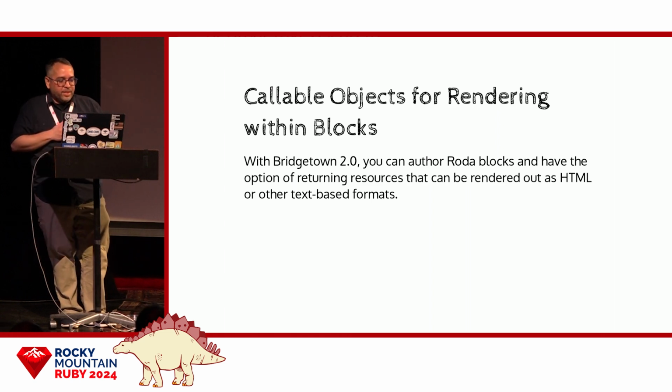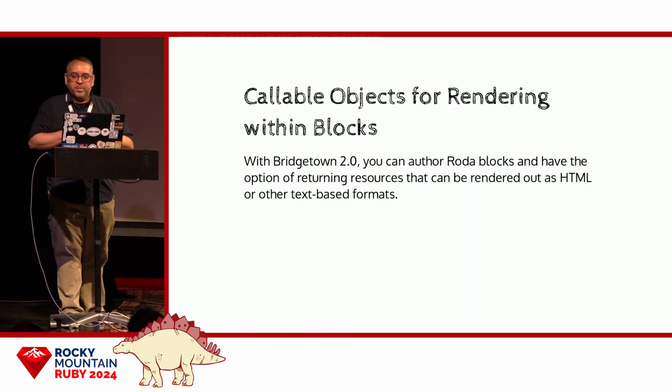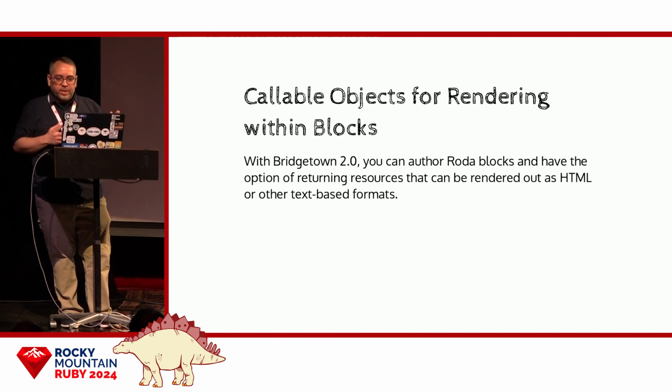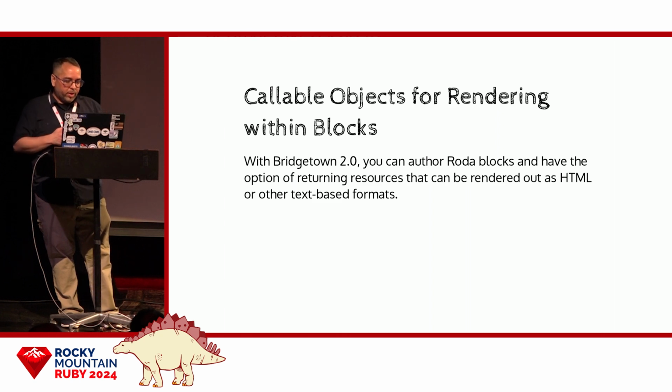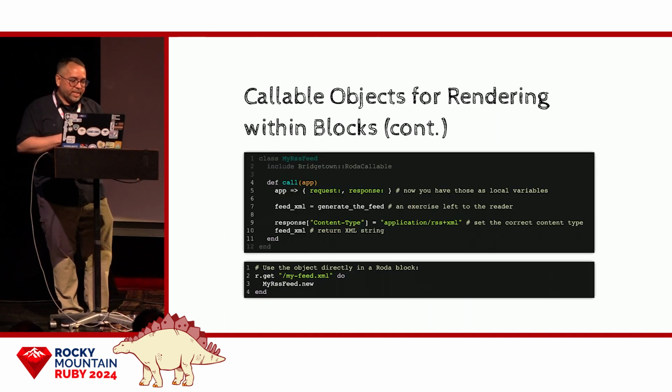And last, it has something new that's called callable objects. Basically, this is a Bridgetown 2.0 feature, so it's not available in Bridgetown 1. So it's only available on the beta version. And basically, it gives you the ability to have a Roda callable, a callable object that within your Roda block you can call. So let me show you an example.